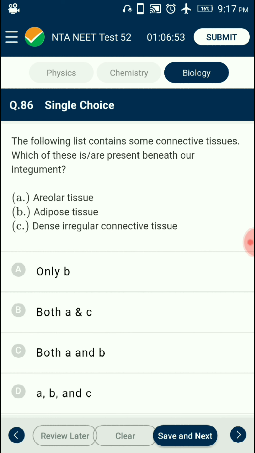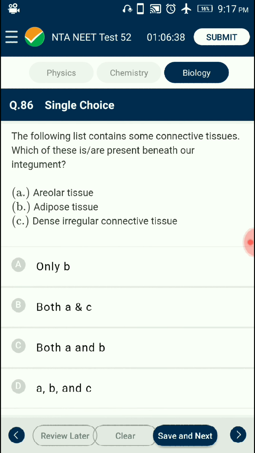Adipose tissue, it is a fat layer, and dense irregular connective tissue. The outermost layer of the skin is made up of tightly packed epithelial tissue. Skin is vascularized with vessels and ducts of glands. So the answer is option D. So from the given, there are three parts given. All the three parts are present beneath our integument.